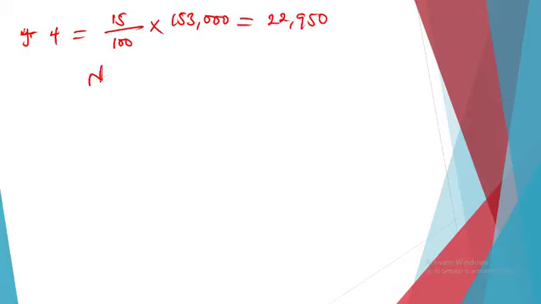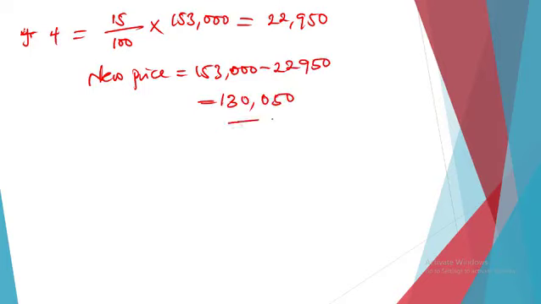Okay, then let's go over to the fourth year. Year 4 is 15%, remember, over 100. 15 over 100 times 153,000. Okay, 15% of 153,000 is 22,950. So we have our new price, our new value, to be equal to 153,000 minus 22,950, and that will give us a value to be 130,050.